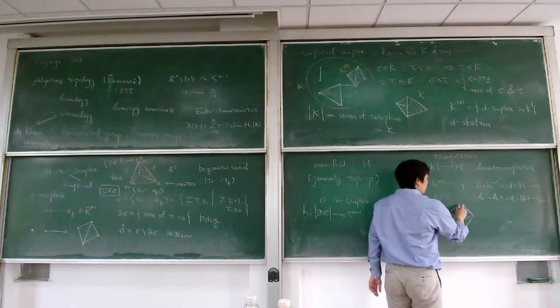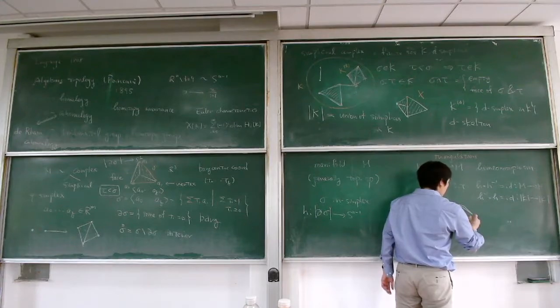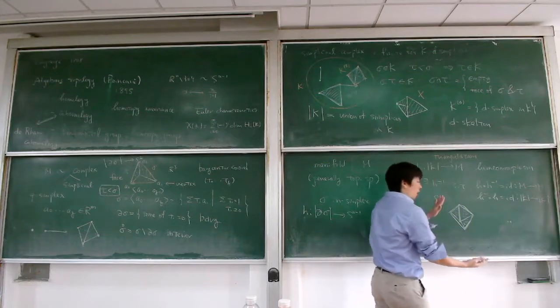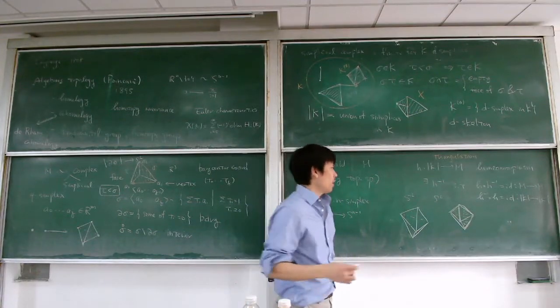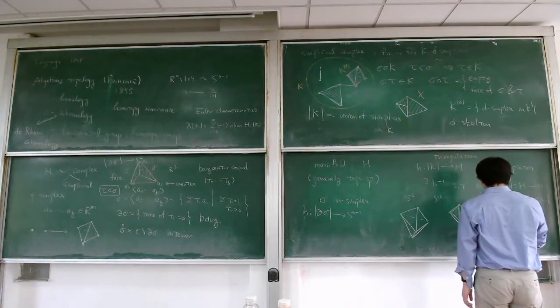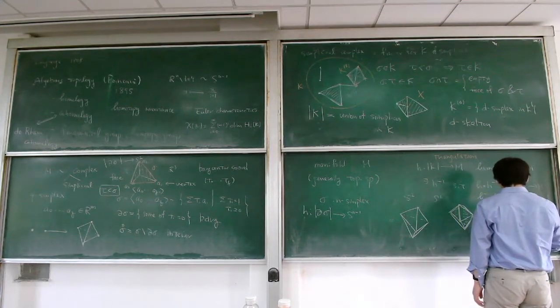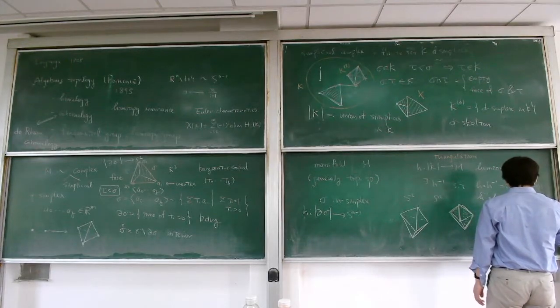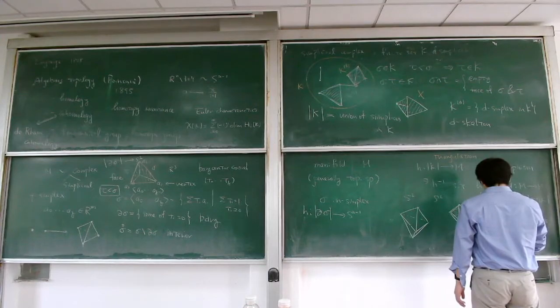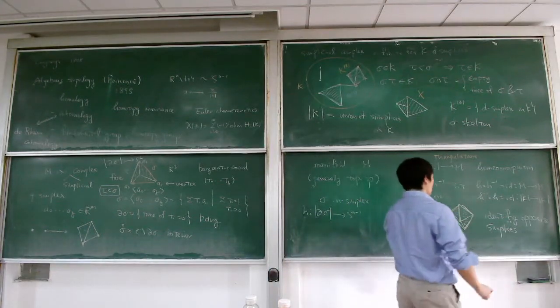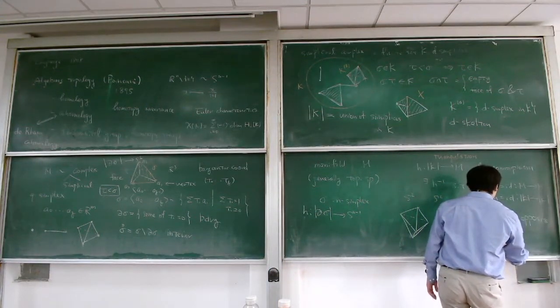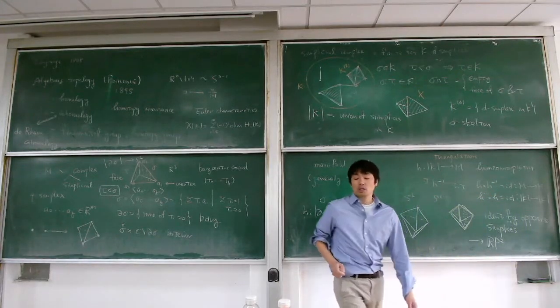If you identify the opposite simplices, then this gives a triangulation of RP2.